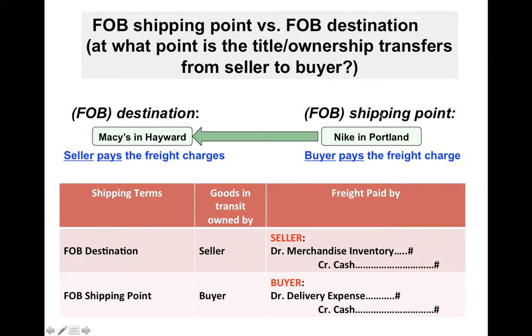So Portland is the shipping point. So if we have FOB shipping point, that's where the title transfers from the seller to the buyer. So in Portland, I am the buyer, it becomes my merchandise. So the title is mine. As soon as Nike loads it up on the truck, it becomes my merchandise. So I am responsible to get that merchandise to Hayward. I have to pay for freight. And if damage happens during the transit, I am the one who is going to pay for the damage. So usually I have to buy insurance. So under FOB shipping point, buyer pays transportation, the freight charge. Under FOB shipping point, goods in transit are owned by the buyer.